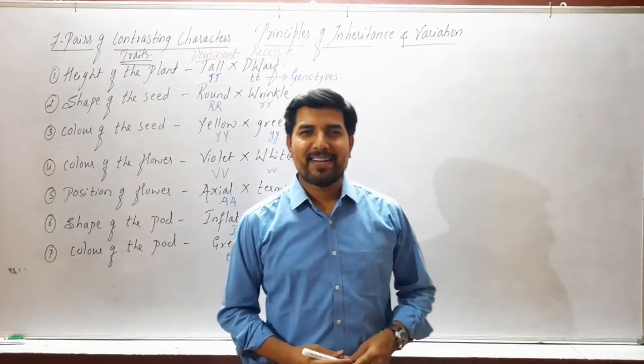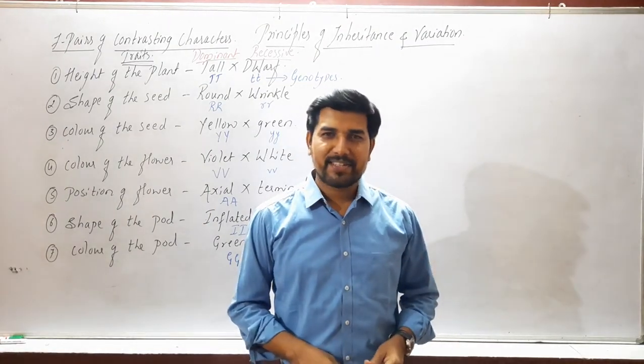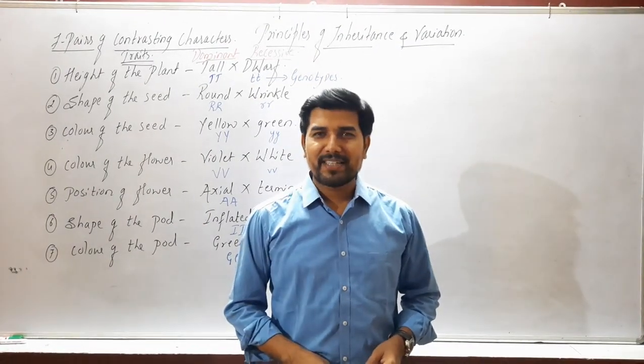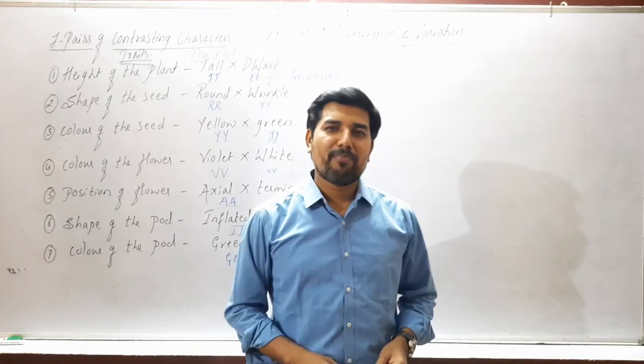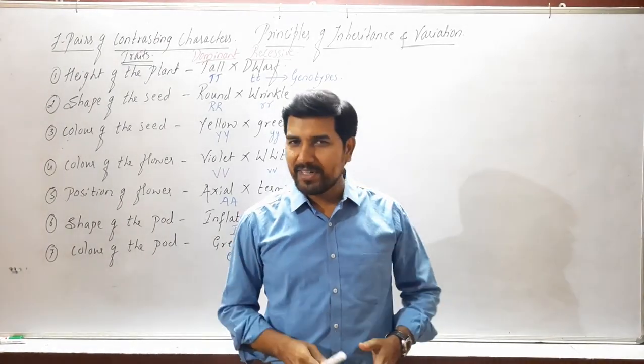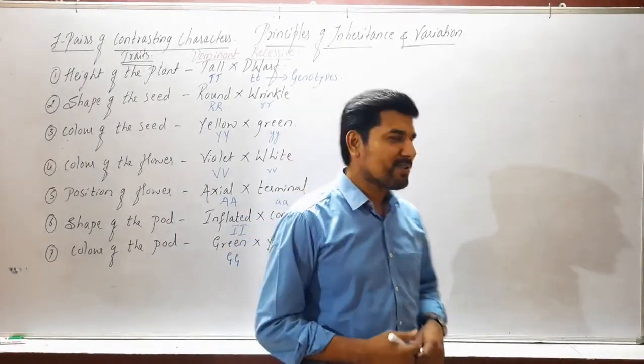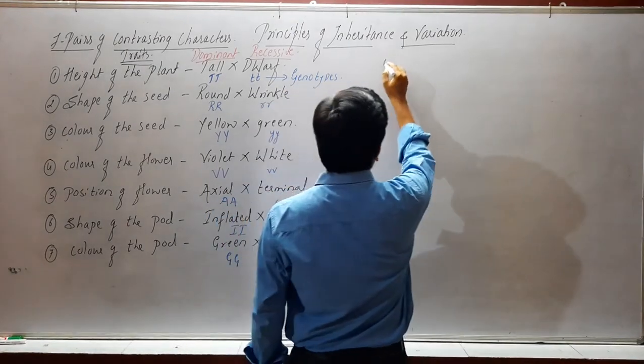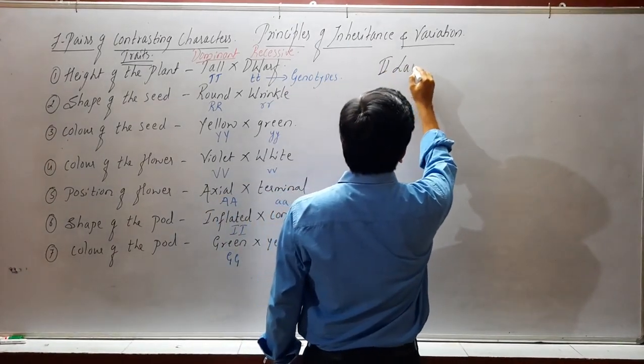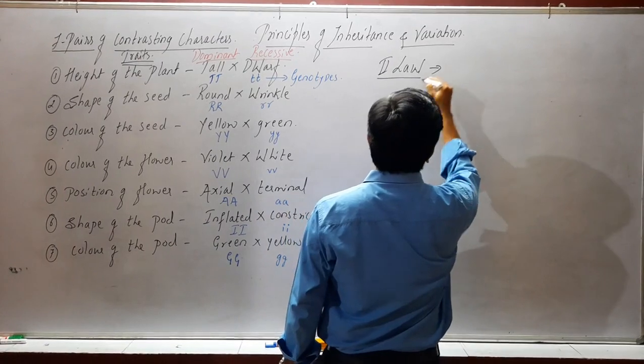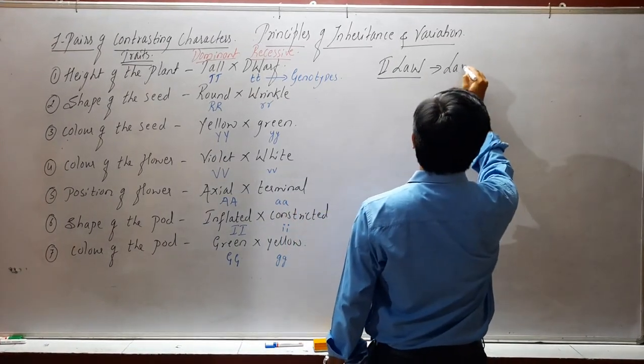Hello and welcome back to the continued part of the genetics. Now in the continued part of the genetics, we are going to the second law of Mendel. In the previous part we came across the first law of Mendel. Now we are going across the second law of Mendel, which is said to be the law of independent assortment.